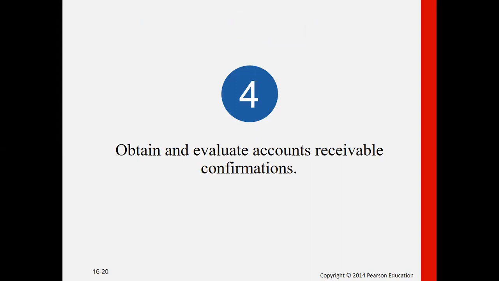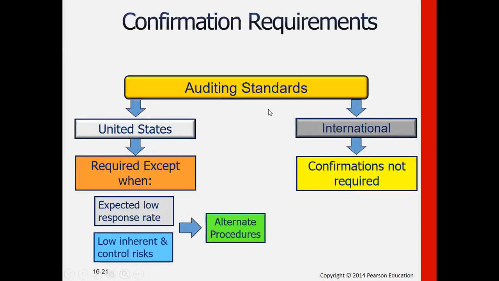For objective 4, we obtain and evaluate accounts receivable confirmations. So we are going to check if what is being recorded on the reports of our clients actually is the same as what the customers reflected, just for us to verify the values. In the United States, it is required, except when there is a low response rate, because in confirmation, it's possible that we will have to use positive confirmation, where we need a response. So if there is a low response rate, we think otherwise.